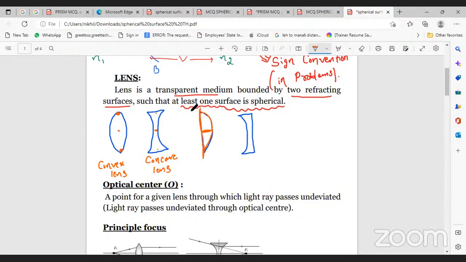Since the thickness at the center is more, this is called convex, and the other surface is plane. So plano-convex, sir. Very good. It is a plano-convex lens. Here the thickness is less at the center, so it is a plano-concave lens. So the first one is called the convex lens, the second one the concave lens, the third one the plano-convex lens, and the fourth one the plano-concave lens.